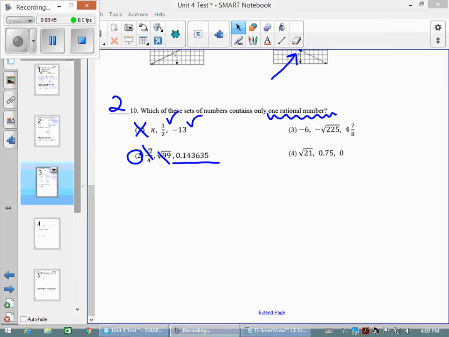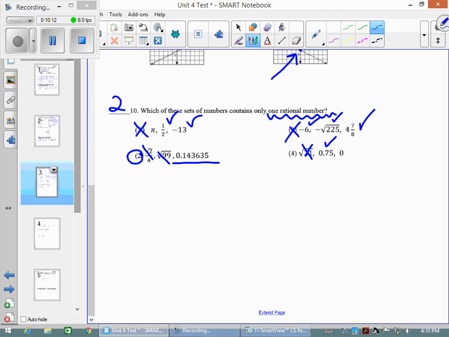And again, just to look back and see why the other choices are not correct, -6 is rational. The square root of 225 with a negative in front would still be a perfect square. And 4 7/8 is also rational. All of those are rational. Square root of 21, not a perfect square for 21, so this would indeed be irrational. 0.75, another terminating decimal, that's rational, and 0 is rational. So the reason that these choices were incorrect is because we were looking for the choice with 2 irrational numbers and only 1 rational. So the only choice there was 2.